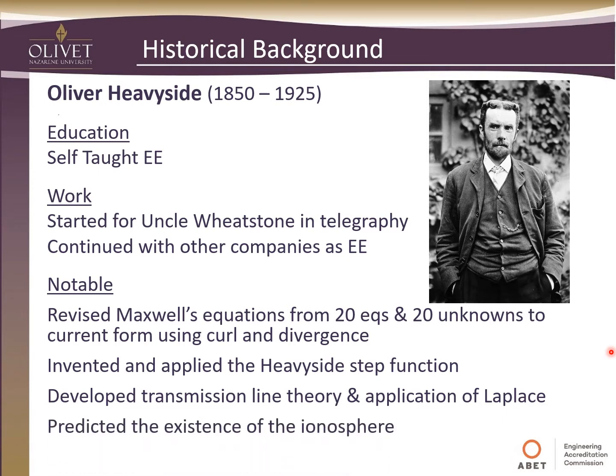And then finally, he predicted the existence of the ionosphere. It wasn't confirmed till after his death, but he predicted it. Of course, the ionosphere is the part of the atmosphere that has the layer of charged particles, and is actually this layer in the atmosphere that enables antennas to work over long distances and kind of bounces the waves. And so he was able to predict that.